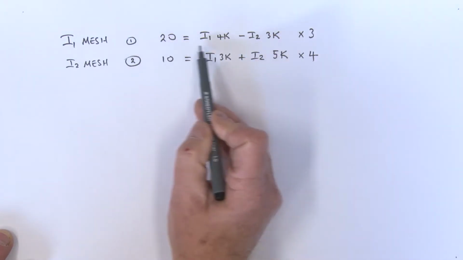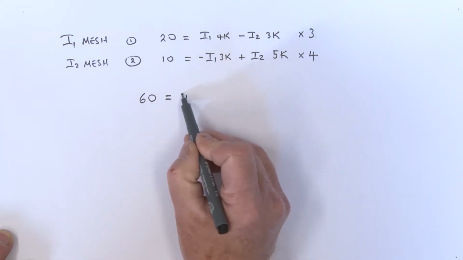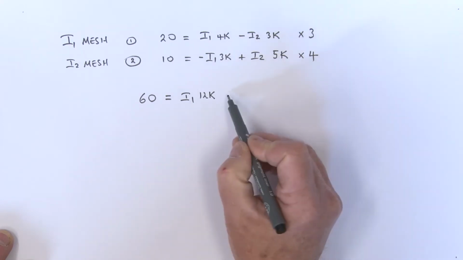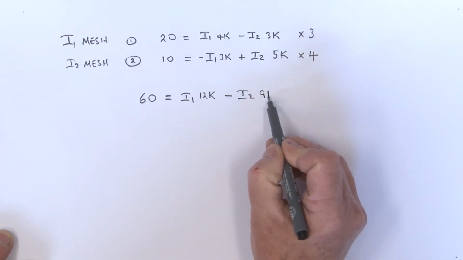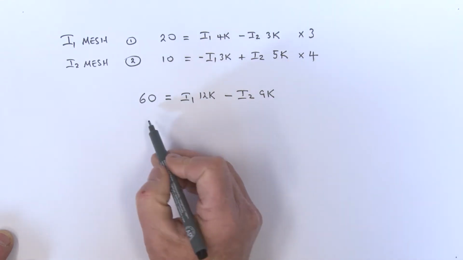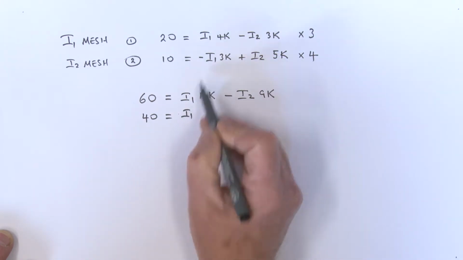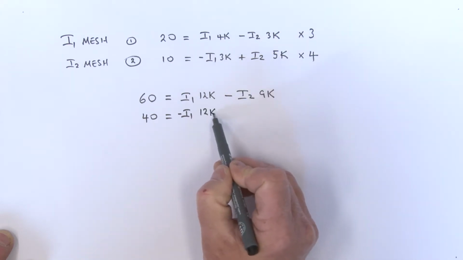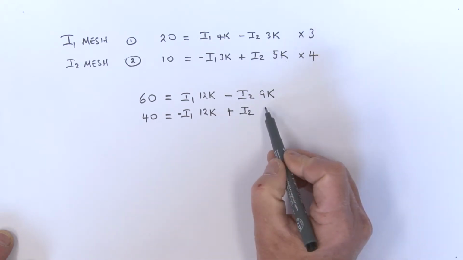Taking the first equation, multiplying by 3, what do we have? We have 60 is equal to I1 times 4k. 3 4s are 12, so that's 12k, minus I2 times 3 3s are 9k. Let's look at the second one. 4 times 10 is 40 is equal to I1, there's a minus there, don't forget, 3 4s are 12, so that's minus 12k I1, and a plus I2, 4 5s are 20k.